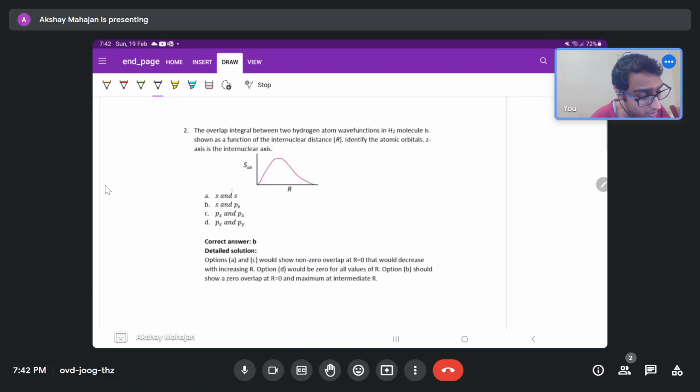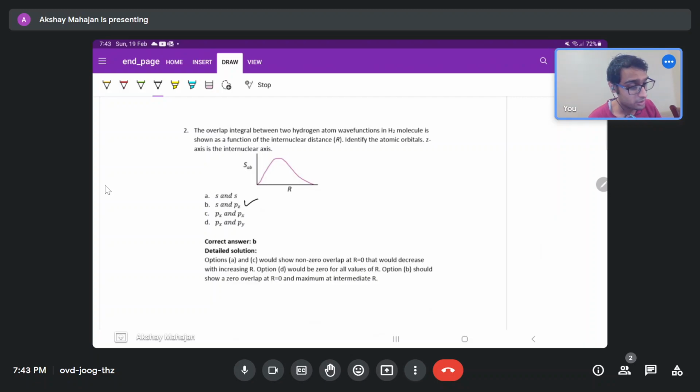Now A and C are the s-s orbital overlap and the p-z p-z orbital overlap. At r equals 0, because they are the same orbitals, they will give you some non-zero overlap, which will decrease with increasing r. While here you can see that at r equals 0 the overlap is 0, so A and C are not the option. Option D would be 0 for all. Then option D, Px and Py, they will have 0 overlap for all values of r, and thus the option B should be 0 overlap at r equals 0.